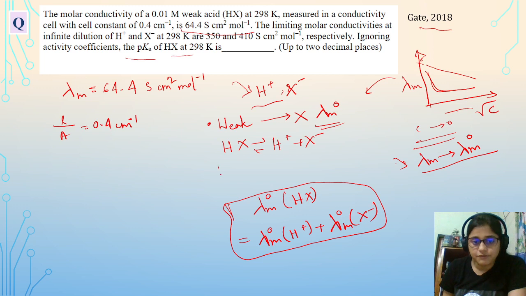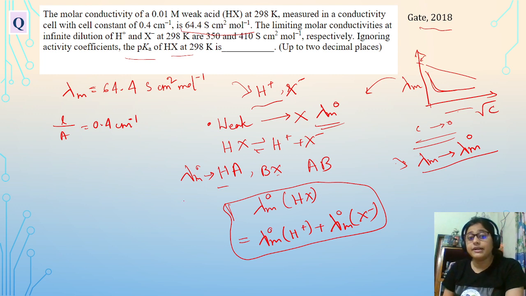Let's say it is given for HA, BX, and another value is also given, which is AB. So these all are strong electrolytes, and the lambda m0 values are given. How can we find out from here the lambda m0 value of HX? How can we get this lambda m0 value of HX?